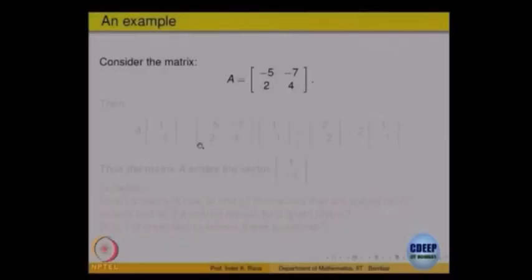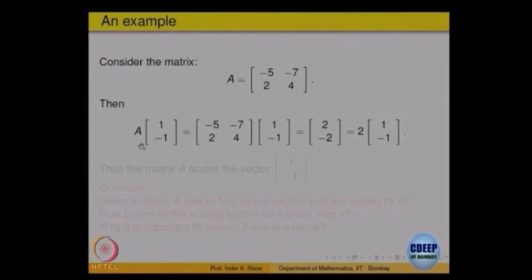Let us start with an example to motivate everything that we want to do. Let us look at a simple 2 by 2 matrix A: minus 5, 2, minus 7, 4. Let us compute what happens when you multiply A with the vector 1, minus 1. Why have I chosen this special matrix and vector? I will come to that a bit later, but for the time being let us just compute this product.